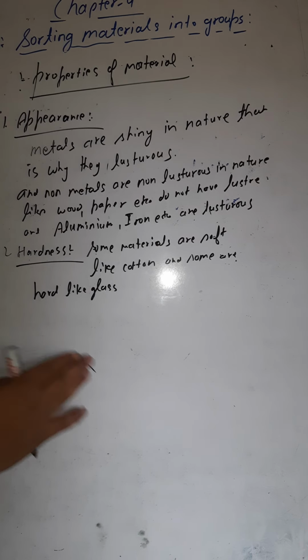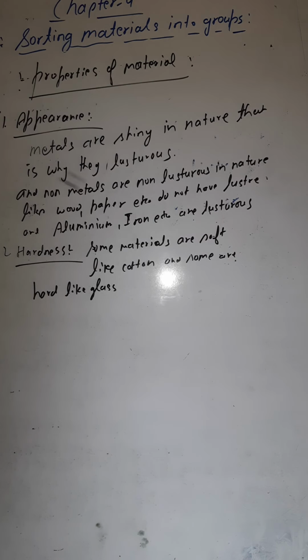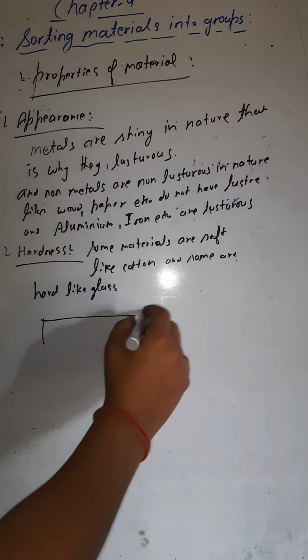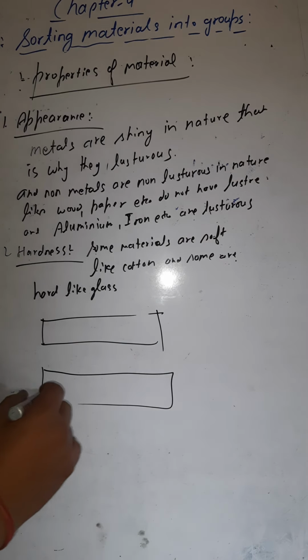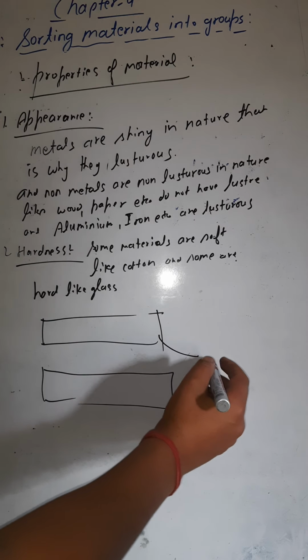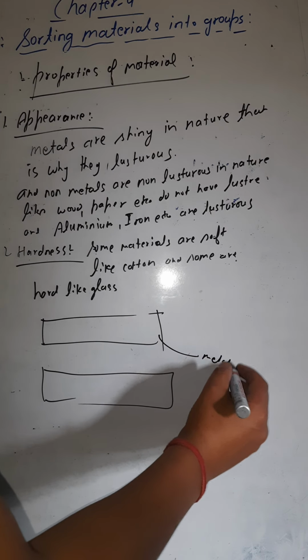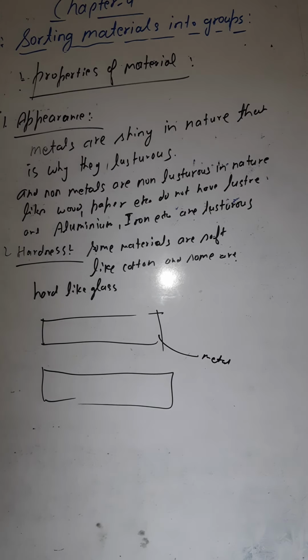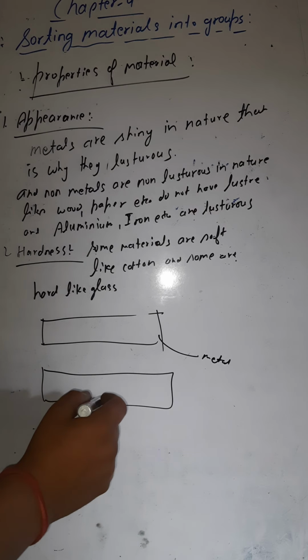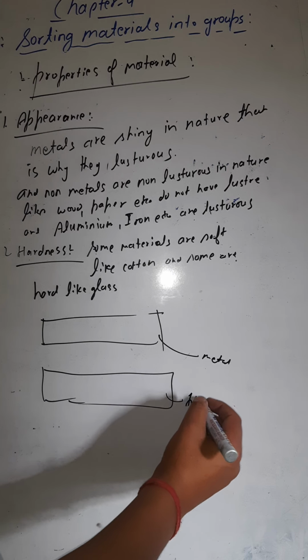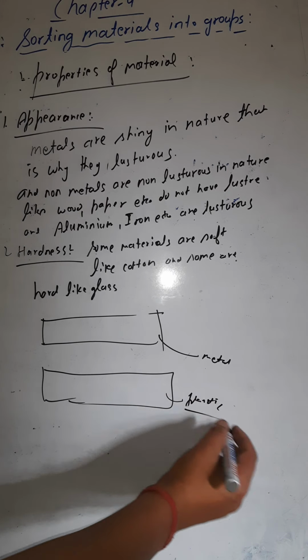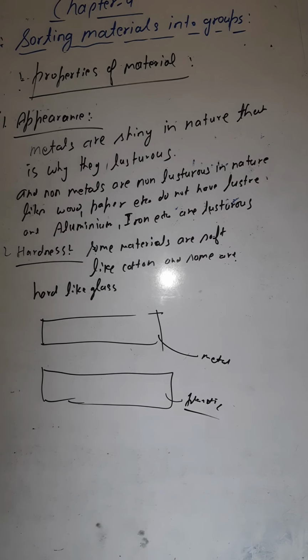Another example I want to tell you: suppose you have two scales. One is made up of metal, like steel or iron. Another one is made up of plastic. So you can bend this metal one.